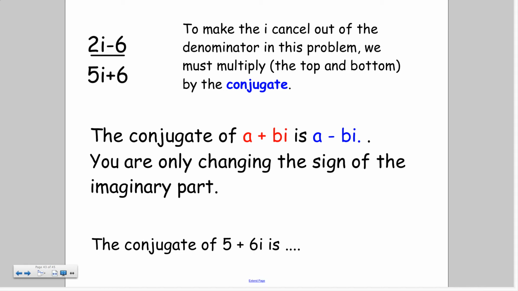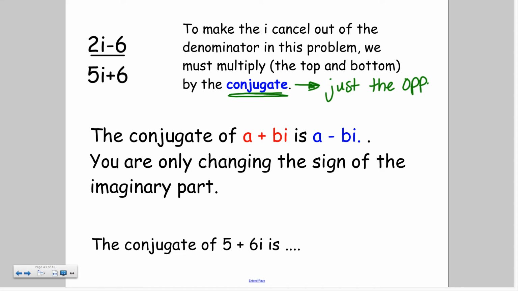So to make the i cancel out in the denominator in this problem, we must multiply the top and the bottom by the conjugate. All right? So it is this word right here. I'm going to do it in green instead of blue. This word right here just means the opposite. So you want to make a note of that somewhere, okay?